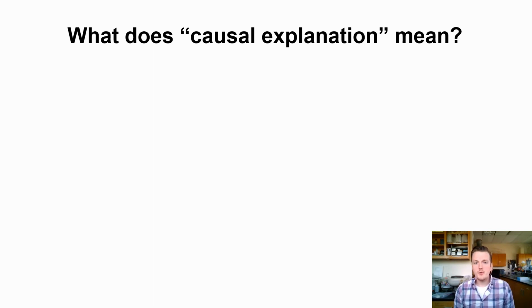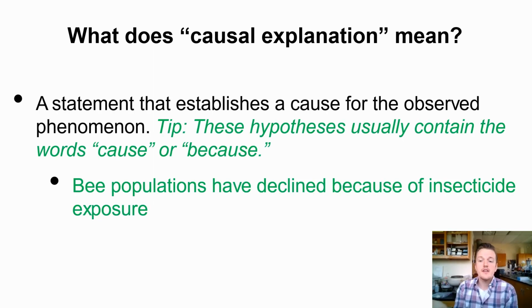So going into a bit more depth, what does a causal explanation mean? When we talk about a causal explanation, we're meaning a statement that establishes a cause for the observed phenomenon. So the way you can phrase your hypotheses is using the word cause or because. Bee populations have declined because of insecticide exposure. So when you're forming your hypotheses, you need to be thinking about, well, here we have our question, what's causing the source of the question?